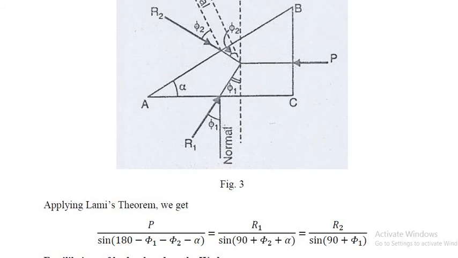So this angle will be your R1 divided by sine, this angle is phi 2 plus alpha and this angle is 90 degree. So it will be R1 divided by sine 90 degree plus phi 2 plus alpha. Similarly R2 will be your, this angle will be 90 degree plus phi 1.